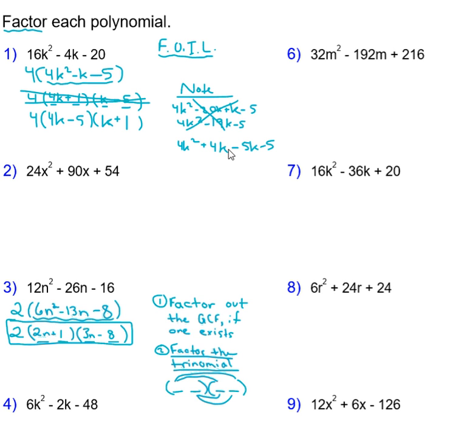Combining the like terms in the middle, I get 4k squared minus k. 4k minus 5k is a negative 1k, or just negative k. And then the minus 5 on the end. Well, this is that trinomial that I had started with. So this is the factored form, because when I multiply them back together, I get that previous step. This is the answer to number 1.